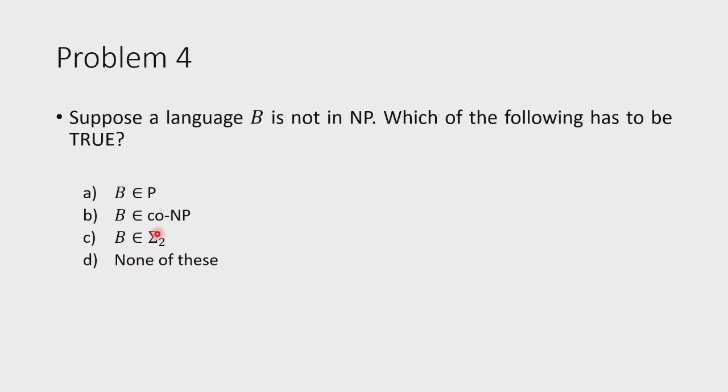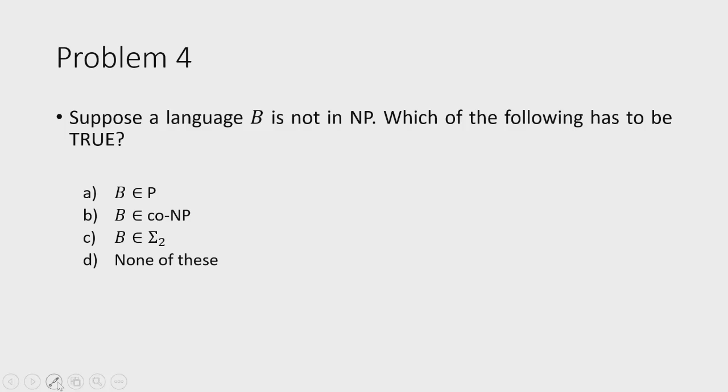So the fourth problem is, suppose a language B is not in NP, then which of the following has to be true? Here, has to be is important. There are 4 options: B is in P, B is in co-NP, B is in sigma 2, and none of the above. Would anyone like to answer this?